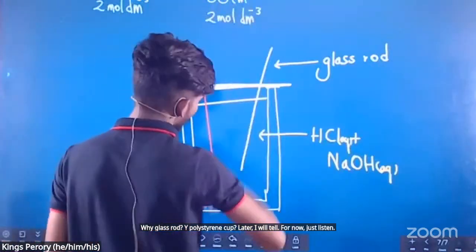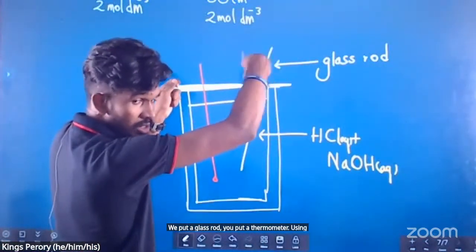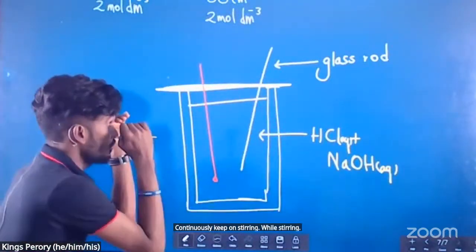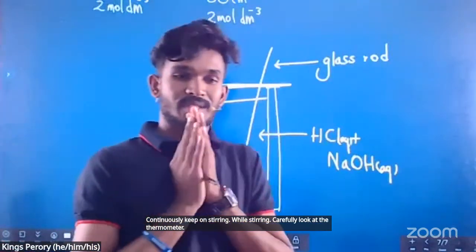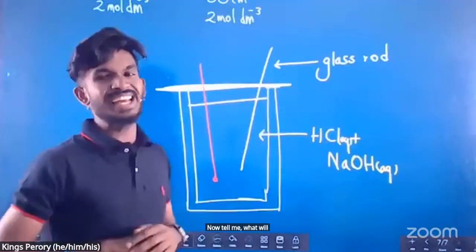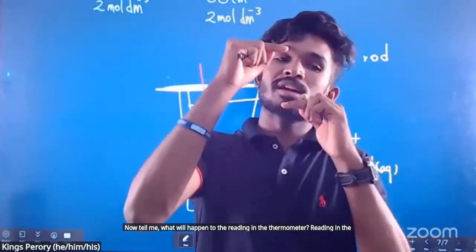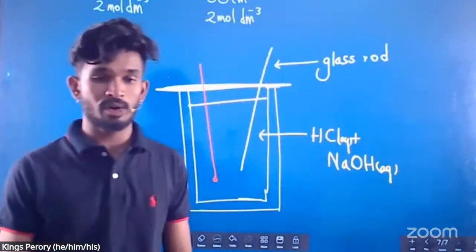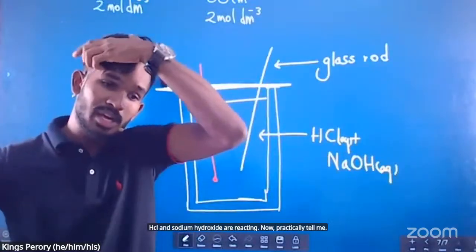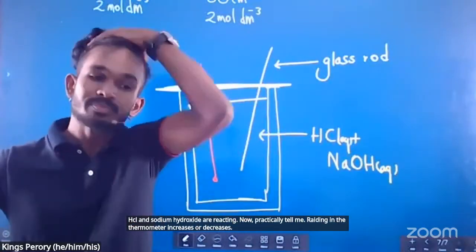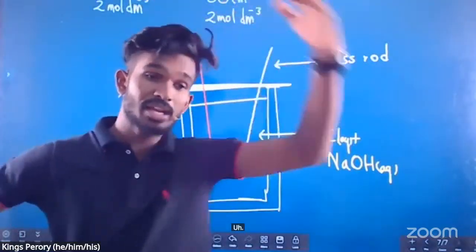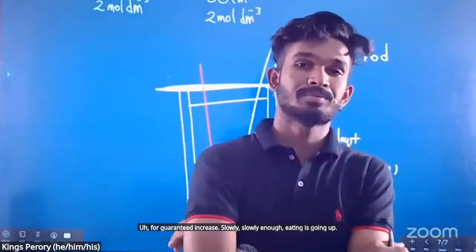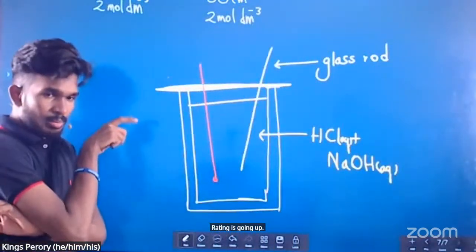You put a glass rod, you put a thermometer. Using the glass rod, you stir the solution. Continuously keep on stirring. While stirring, carefully look at the thermometer. Now tell me, what will happen to the reading in the thermometer? Will it increase or decrease? HCl and sodium hydroxide are reacting. Now practically tell me, does the reading increase or decrease? It will guaranteed increase. Slowly, the reading is going up, going up, going up.